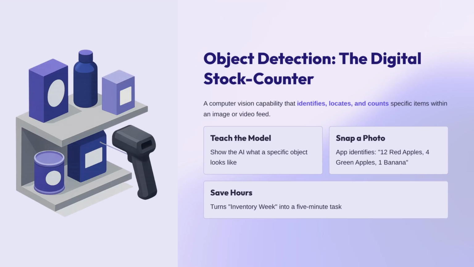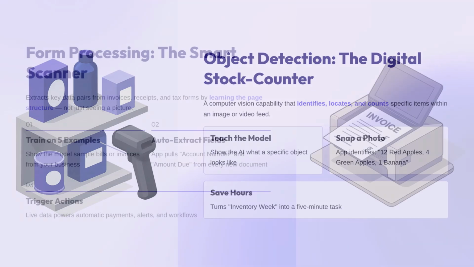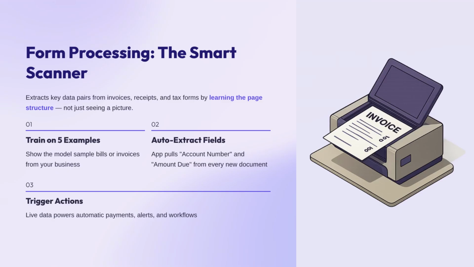Well, that brings us right into our next step, which is form processing and document intelligence. This brings us to form processing. The technical documentation defines this as a model that extracts pairs of data and table information from documents like invoices, receipts, or tax forms by learning the underlying structure of the page. In plain language, it is the smart scanner. It doesn't just see a picture of a page, it knows that the number next to the word total is actually the price you need to pay.